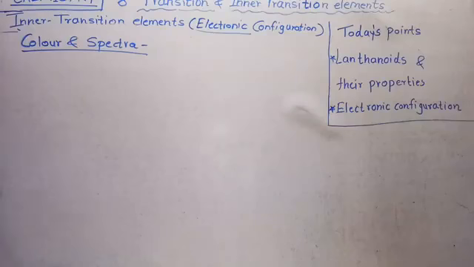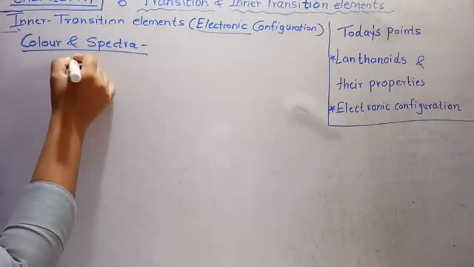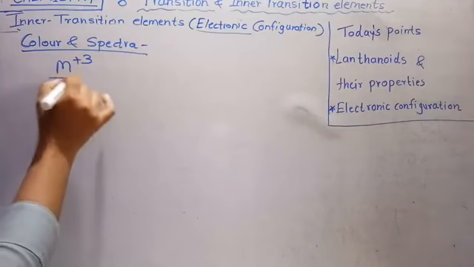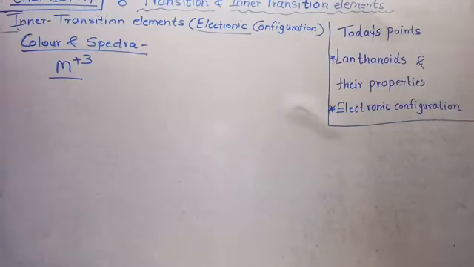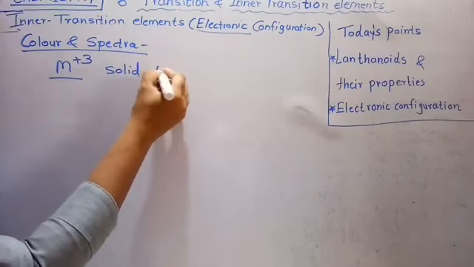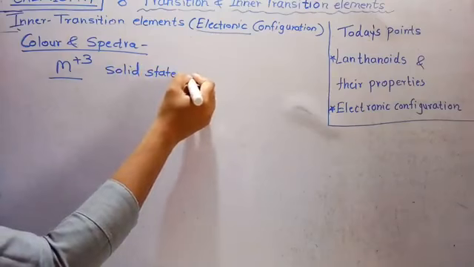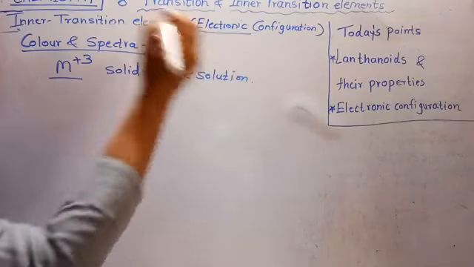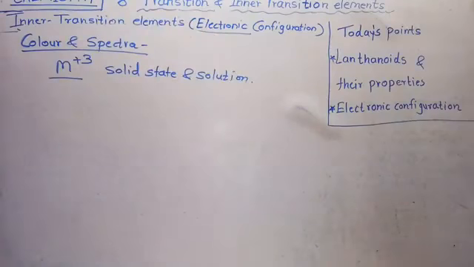The common oxidation state of lanthanoids is +3. They form the trivalent ion M+3. These M+3 ions of lanthanoids are colored in solid state as well as in solution. Right? Why do they form colored compounds?